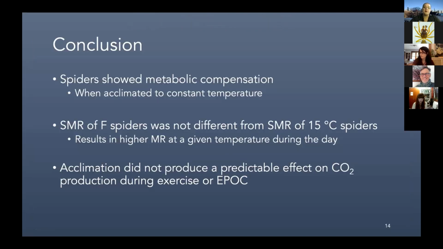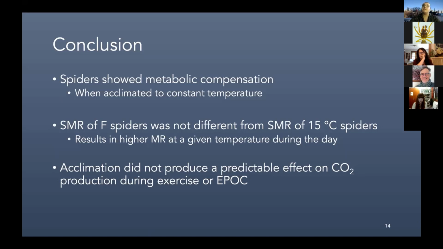So spiders showed metabolic compensation like we expected. When they're acclimated to a constant temperature, they do change their physiology in order to maximize the fitness of their metabolic rate. What was interesting was that the standard metabolic rate of fluctuating acclimated spiders was not different from the standard metabolic rate of the 15-degree acclimated spiders. And so that actually results in a higher metabolic rate at any given temperature during the day for these fluctuating animals, which is interesting and has interesting implications for their ecology.